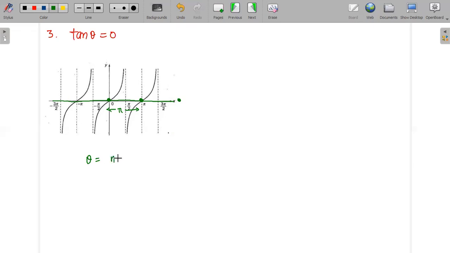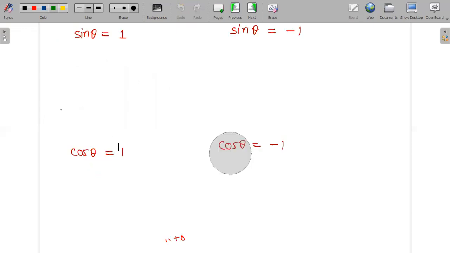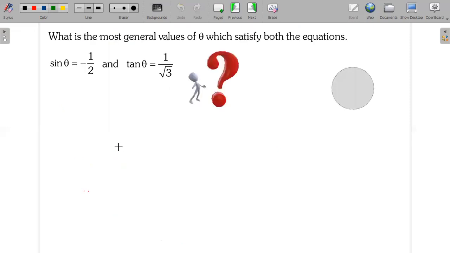So this will give me the general values of theta. It is n pi. Instead of referring to n as a natural number, I would say n can be any integral value, because there are solutions in the negative range also. So there we go, the general solution for tan theta equals 0. Do try it out if you can: how to generalize the solution of sine theta equals plus or minus 1 as well as cosine theta equals plus or minus 1 with the help of a graph.